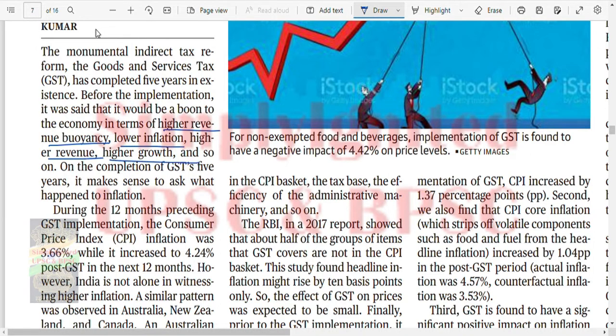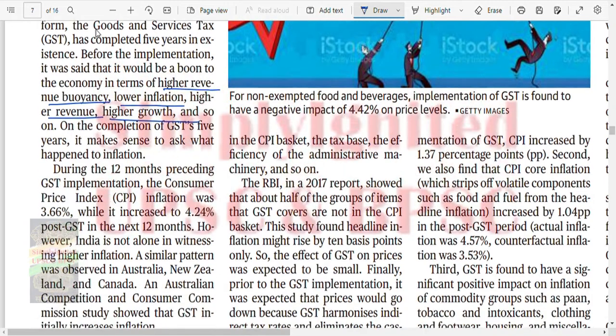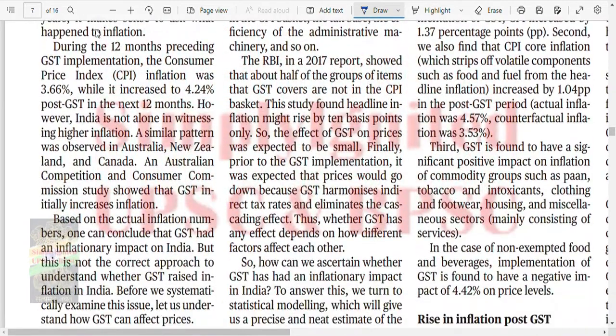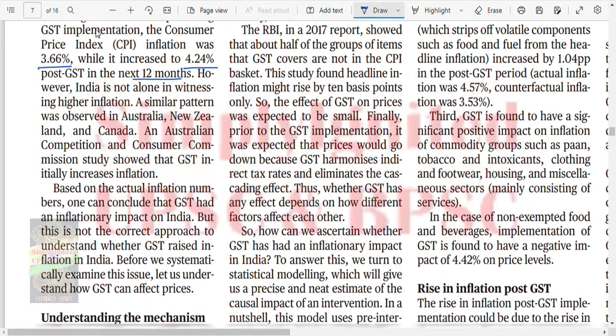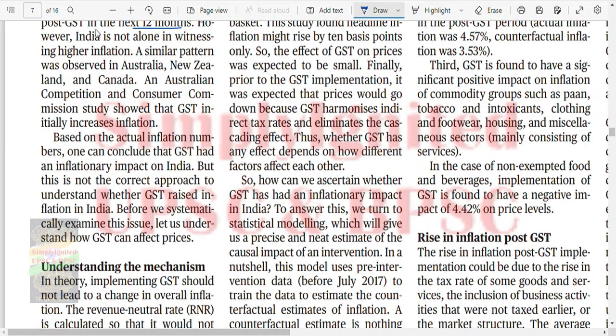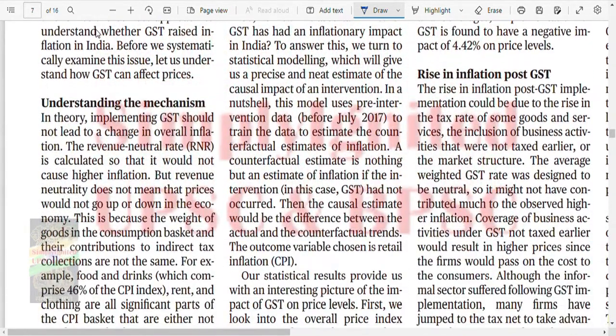On completion of 5 years, it makes sense to ask what happened to the inflation. During the 12 months preceding GST implementation, CPI was 3.66, while it increased to 4.24 post GST in the next 12 months. However, India did not alone witness higher inflation. A similar pattern was observed everywhere else. GST initially increases inflation. Based on the actual inflation numbers, one can conclude that GST has an inflationary impact on India, but this was not the correct approach to understand whether GST raised inflation in India or not. Before we systematically examine this issue, let us understand how GST can affect prices.